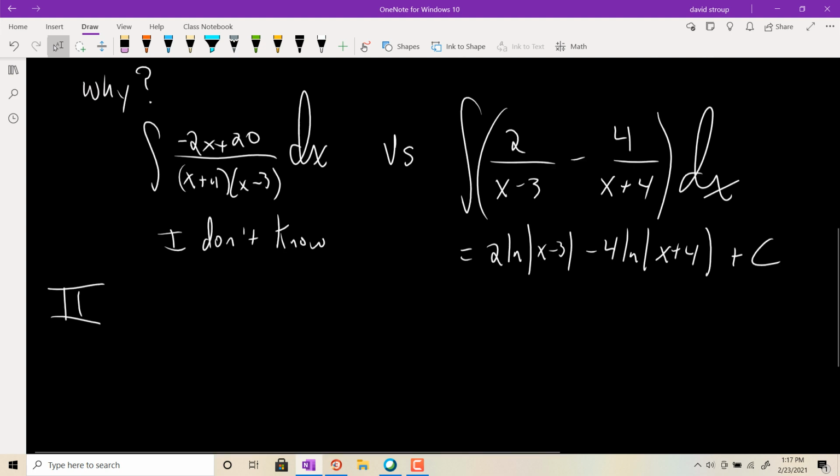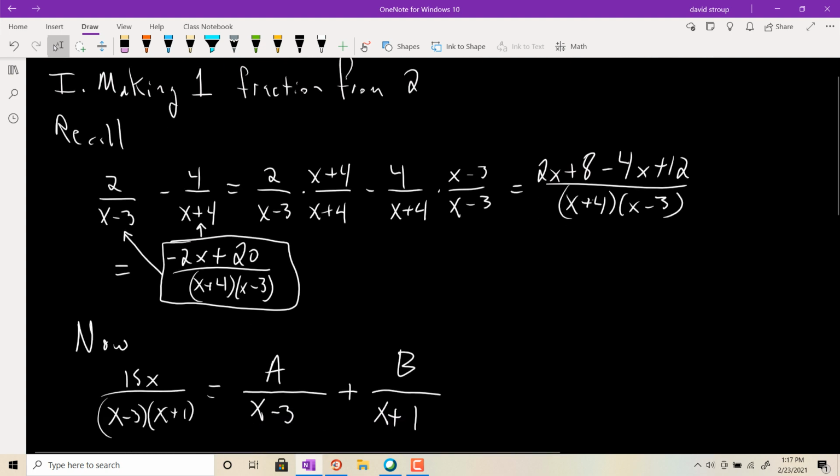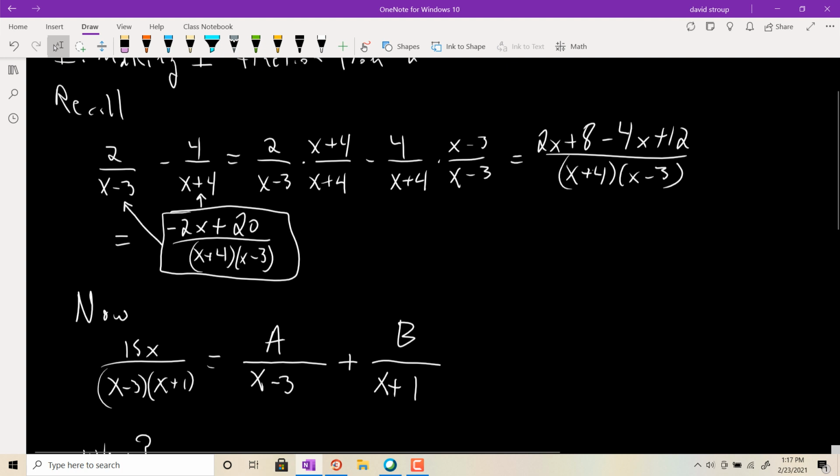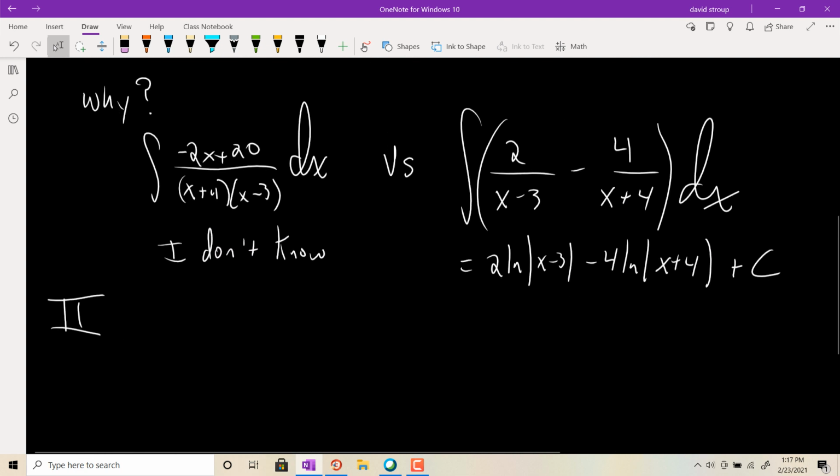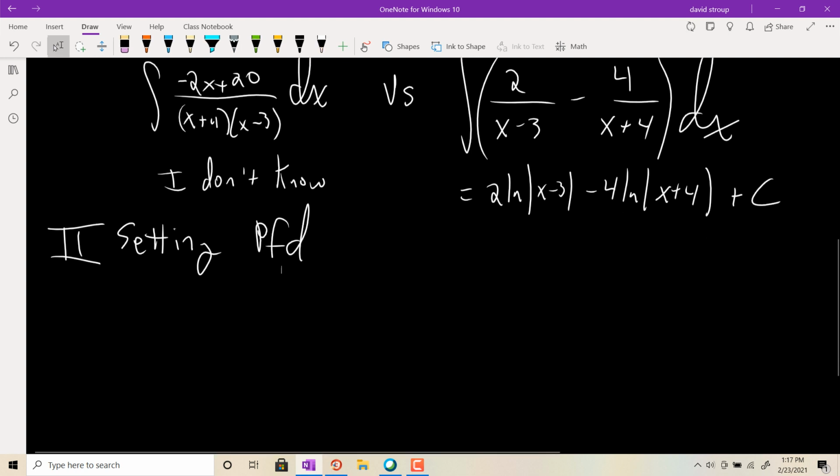And the way I'll go is I'll show you the setups, and then we'll work on determining the A and the B's, so to speak. Okay. So this is setting up partial fraction decomposition, which I'm just calling PFD. Okay, so first off, the first thing to note is this factoid.